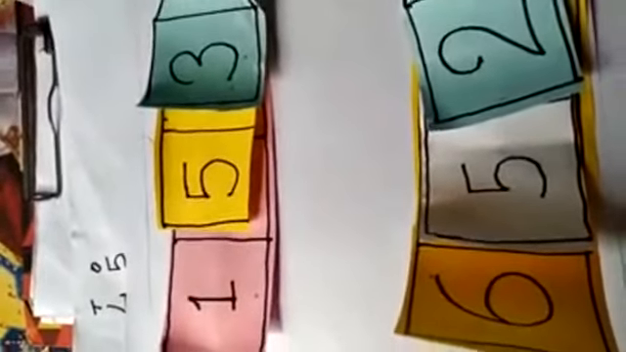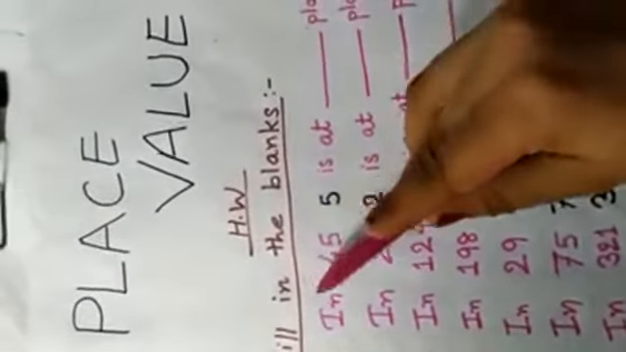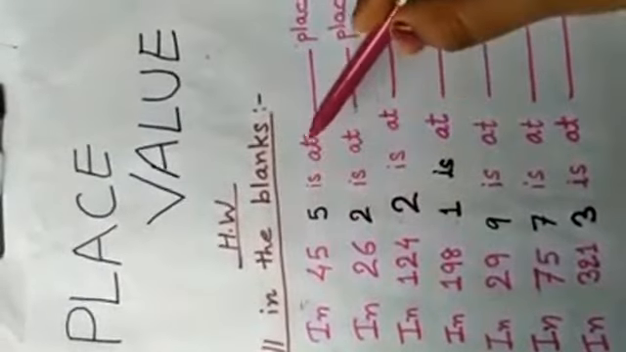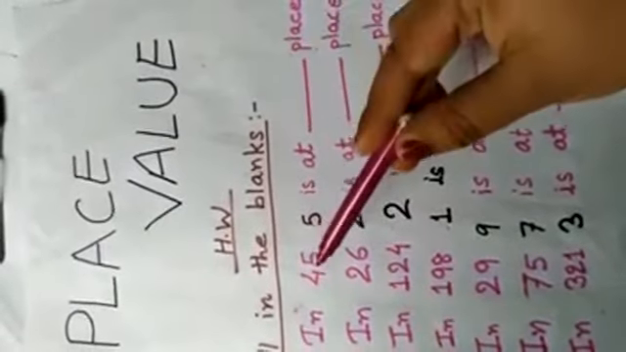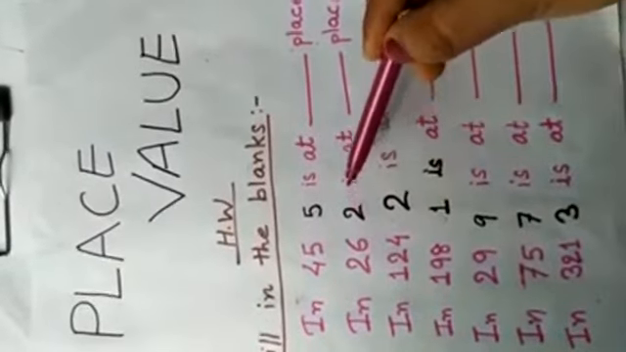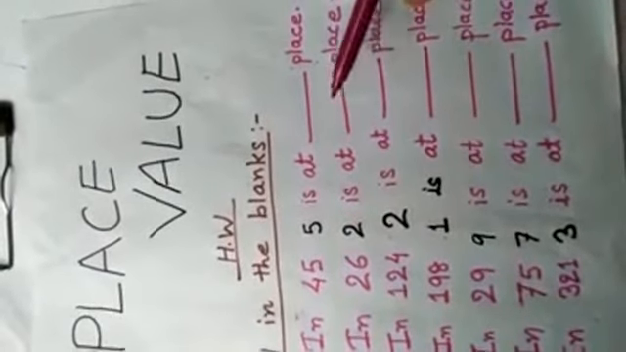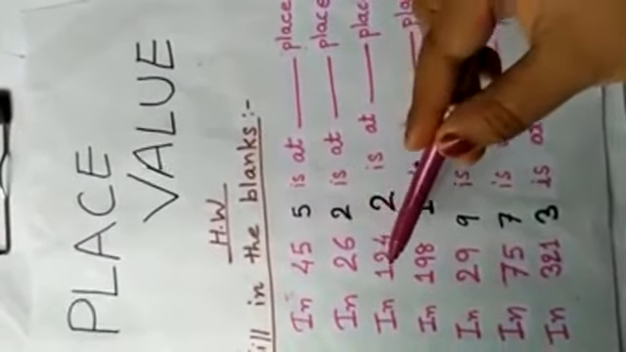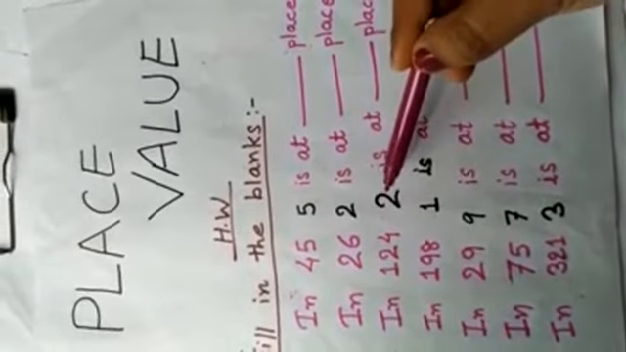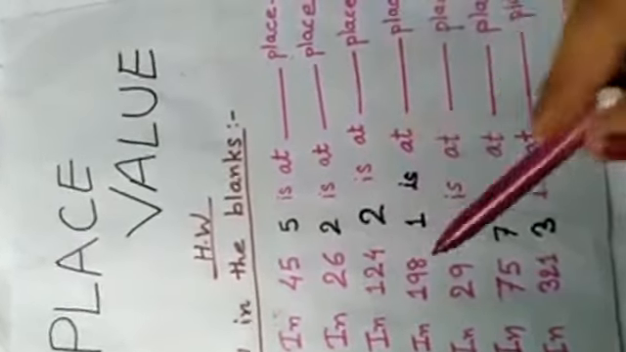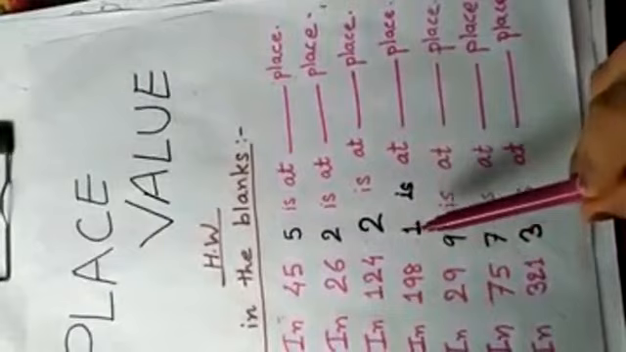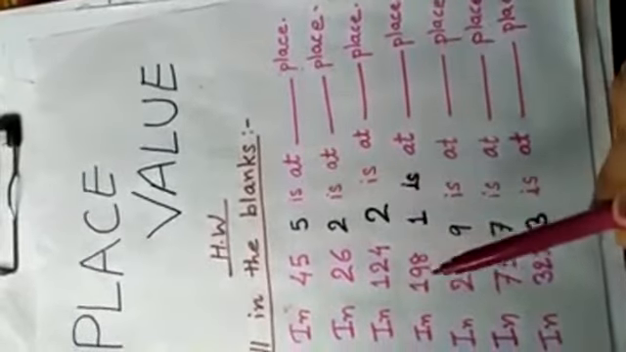Well, now the assignment time, homework time. See that? I have homework for you. In 45, 5 is at which place? 1s or 10s? You have to write there. In 26, 2 is at which place? Write it in the blanks. In 124, 2 is at place. In 198, 1 is at place.